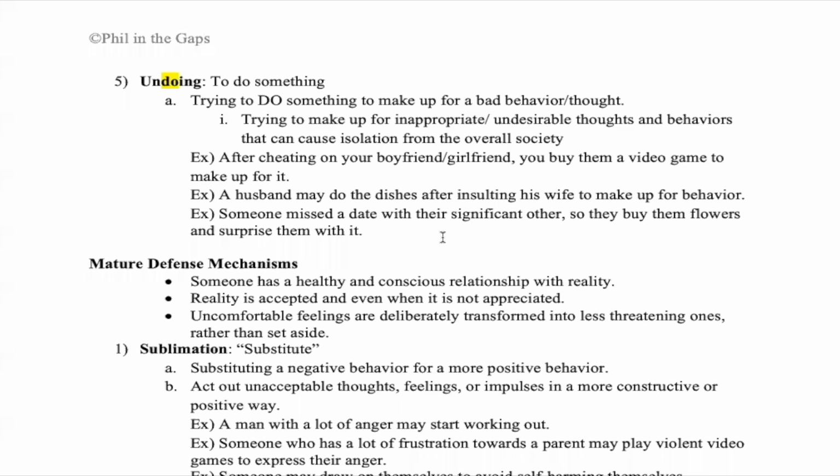And this is going to be different from acting out, because acting out is where somebody is going to engage in actions in order to express how they feel, while undoing is trying to do a behavior in order to make up for something that has been done, whether the individual views it as a problem or not. So let's look at this a little bit closer. So undoing is where somebody tries to do something to make up for an inappropriate or undesirable thought or multiple thoughts, as well as multiple behaviors that can cause isolation from the overall society.